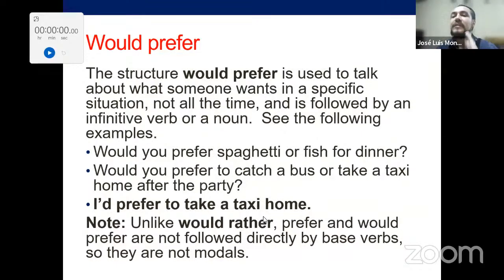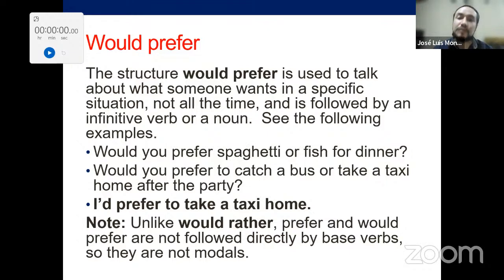Great. Thank you very much, Astrid. So there you go. This is would prefer, and you're using one modal that is would, but would prefer is not considered a modal. Would it is, all right? But again, different to would rather, here you can say once again that you don't use base verb, right? Here, mainly you're going to use what? Nouns, spaghetti, or infinitive, to catch.